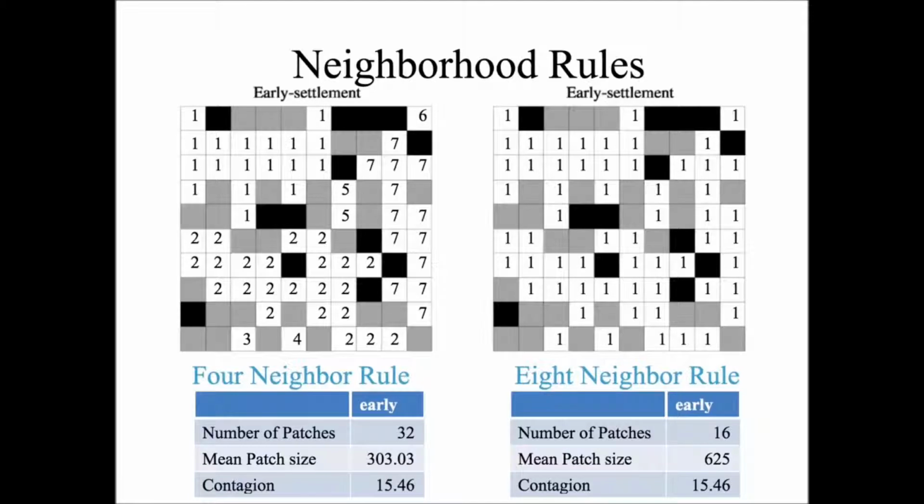So some metrics, you can calculate the number of patches using different neighborhood rules, and you can see that the number of patches is sensitive to the neighborhood rule as well as the mean patch size. So in these landscapes, your metrics would actually be different depending on the neighborhood rule that you used. Some metrics are not sensitive to the neighborhood rule, like contagion, and we'll get more into that later.